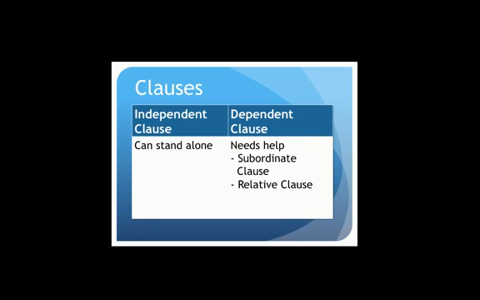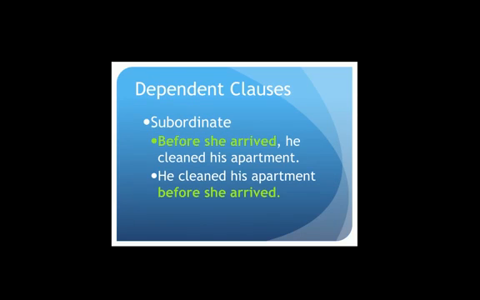We have two types of clauses. We have the independent clause, which we say can stand alone, and a dependent clause, which needs help. We talk about two kinds of dependent clauses, a subordinate clause and a relative clause. Sometimes a subordinate clause is called a dependent clause. So here we see the subordinate clauses. Before she arrived, he cleaned his apartment. And he cleaned his apartment before she arrived.